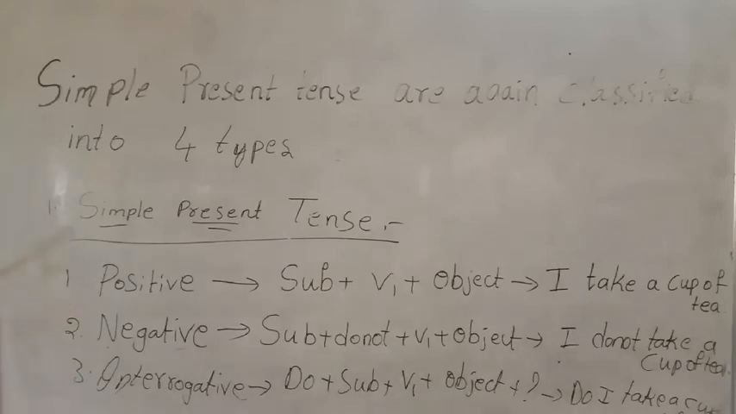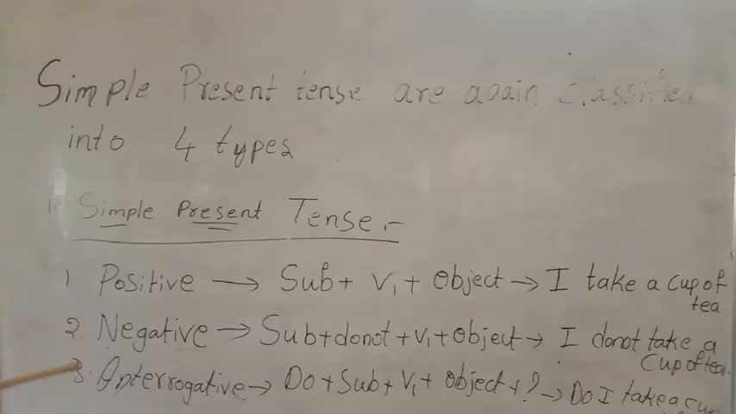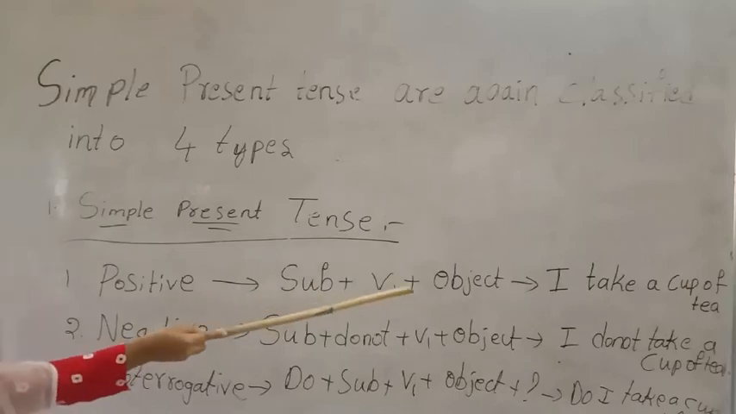For simple present tense, we all know that verb form 1 will be taken to frame a sentence. So here I have taken take. So take is V1, and took can be taken as verb form 2. Why are we taking V1 here? V1 can be taken because we are talking about present tense. That's why we are taking V1. So here we can see subject plus V1 plus object.